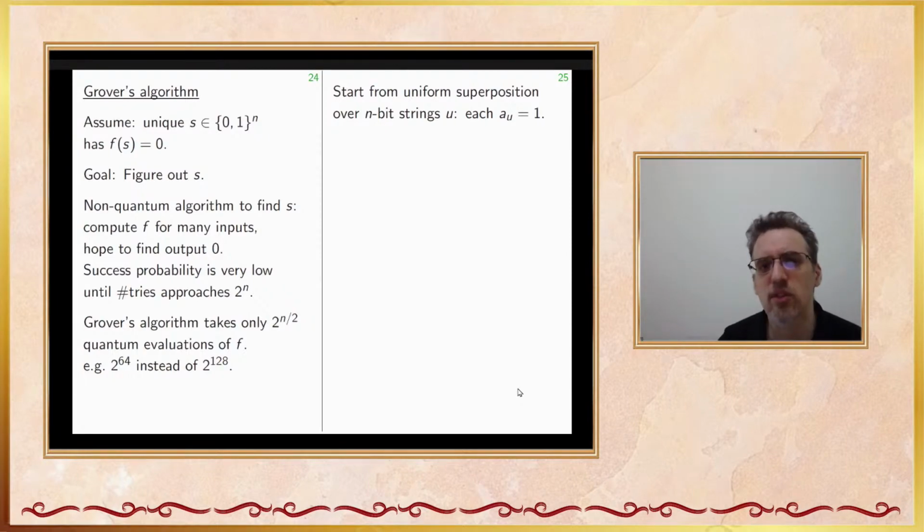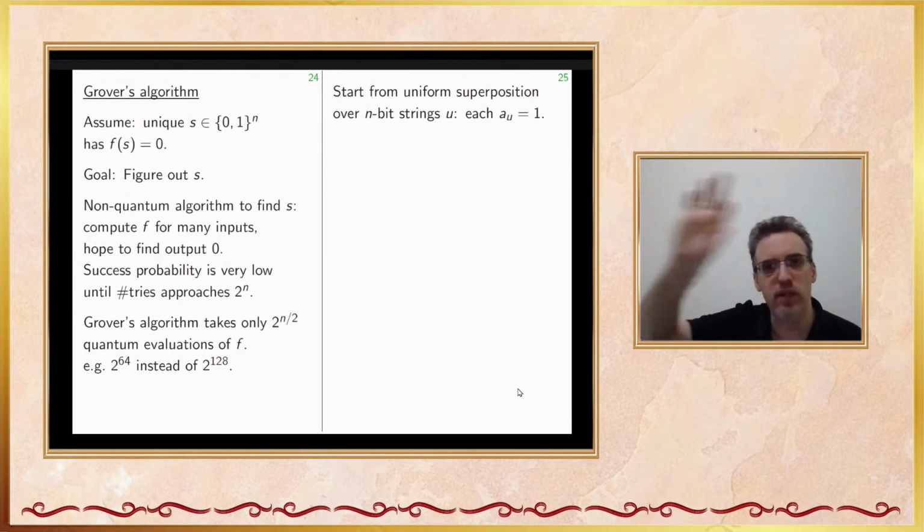So what does Grover's algorithm do? Let me start this time with outlining the algorithm on one slide, and then I'll try a numerical example. First of all, just like in Simon, Grover sets up a uniform superposition over n-bit strings. That means all of the amplitudes are 1. You have a vector of all 1s at all 2 to the n possible positions.